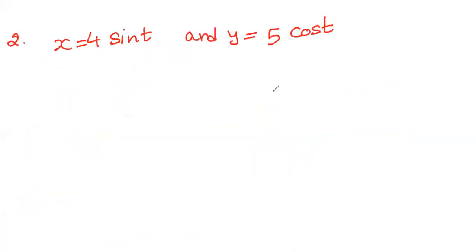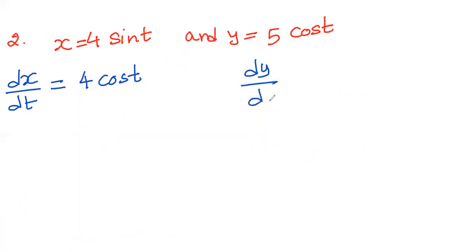Okay, let's do two more questions. So we have x equal to 4 sine t and y equal to 5 cos t. Now we have to differentiate dx over dt, which is equal to 4 cos t, because differential of sine is cosine. Here we have dy over dt is equal to minus 5 sine t. Differential of cosine is minus sine.